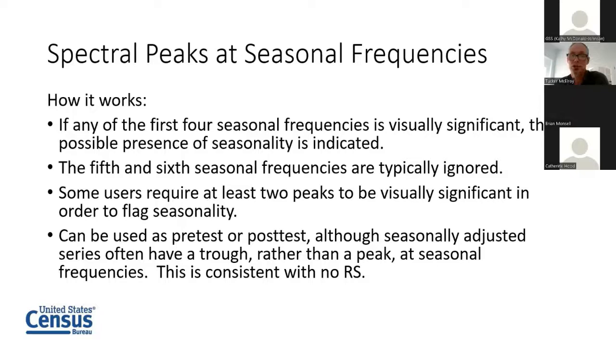If any of the first 4 seasonal frequencies is visually significant, then seasonality might be there. Usually the 5th and 6th frequencies are ignored, and users may want to have at least 2 peaks being significant in order to flag seasonality. You can use this as both a pretest and a post-test, although seasonal adjustments typically have troughs at seasonal frequencies rather than peaks.